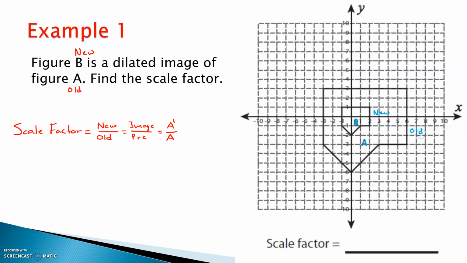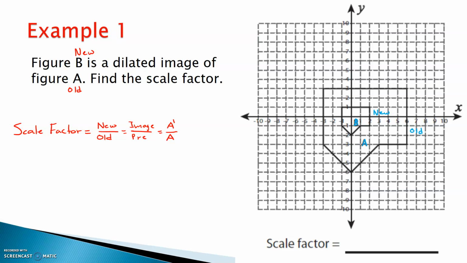Just by looking at that, if I'm going from the old one to the new one, was that a reduction or an enlargement? Well, it got smaller, so that's obviously a reduction. So my scale factor should be a number between 0 and 1. Anything bigger than 1, again, that's an enlargement. But all right, how do we find the scale factor?